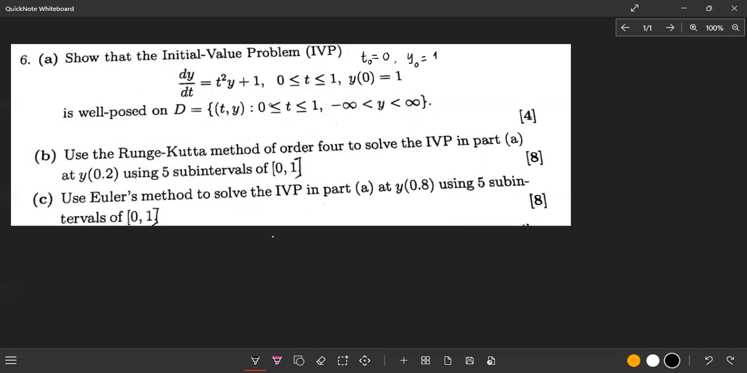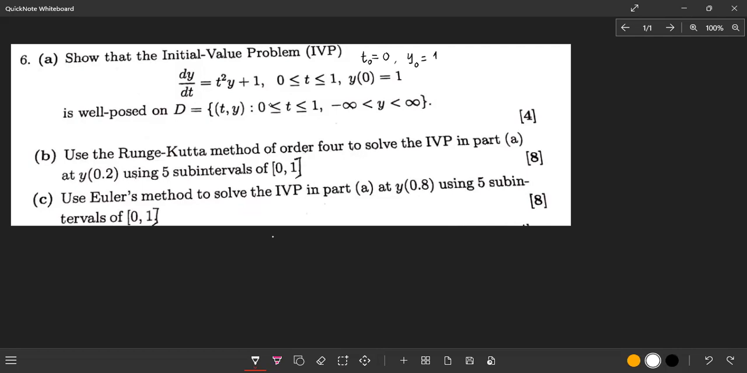Okay, so the input here is then the initial value of t, while the output here is the initial value of y. So I have to show that the given IVP is well posed on this set here. So how do we do that? There are two methods of doing this.